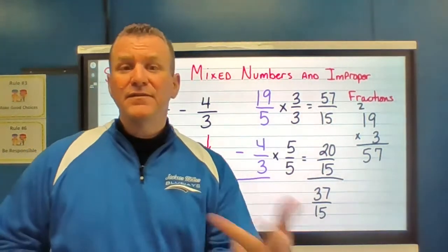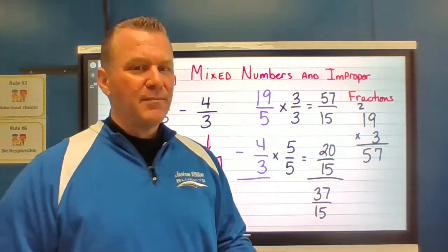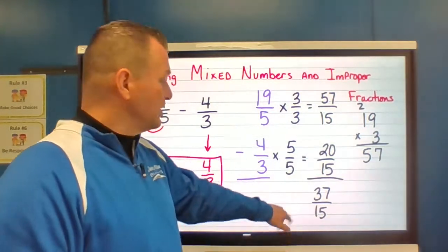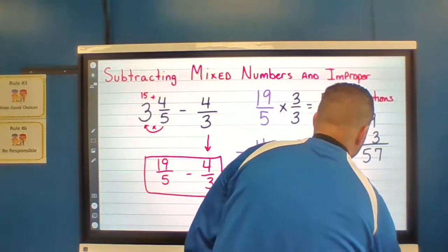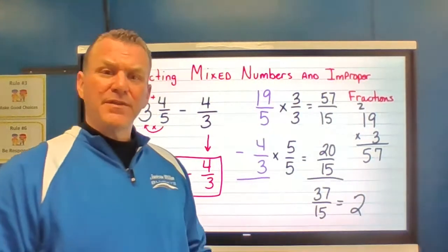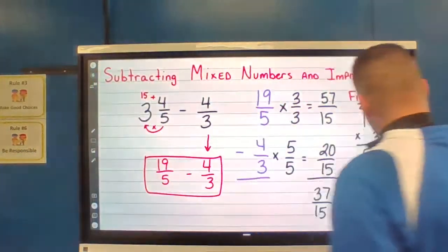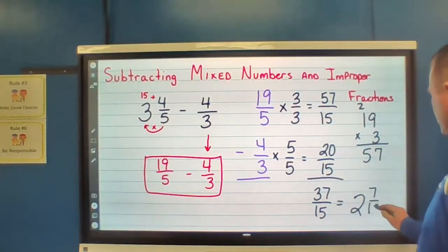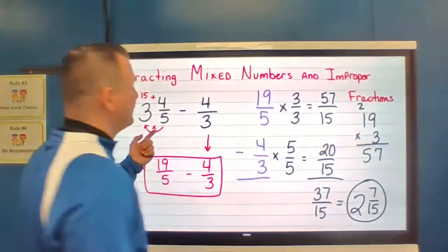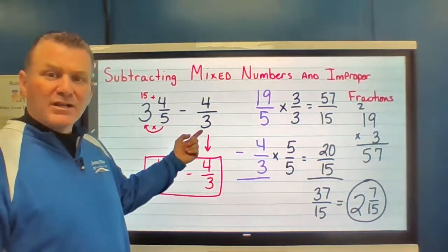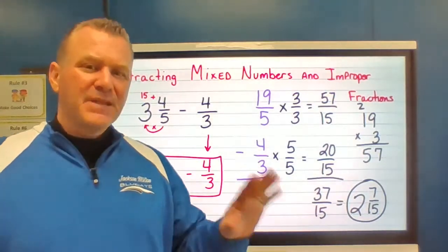And you're presented with an improper fraction as your answer. Well, I know 15 and 15 is 30. 15 times 3 is 45, so it can't be 45. So 15 goes into 37 twice. So that would be 2. Gives me 30. Out of the 37, I'd have 7 left over. So the answer of 3 4/5 minus 4/3 is 2 7/15.